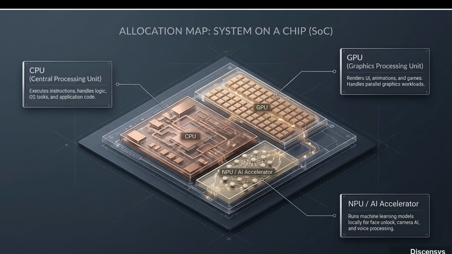The NPU, Neural Processing Unit, runs machine learning models locally for face unlock and camera AI. As we know, current cameras have also been integrated with AI to enhance their capabilities, right? And voice processing. For example, when we say Hello Google, there is also AI software utilizing that currently. So for all this processing, a neural processing unit or an AI accelerator is utilized.